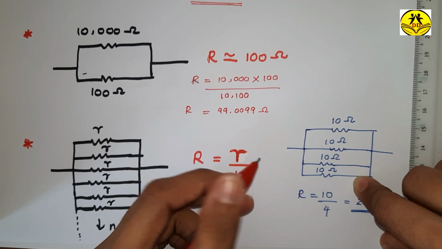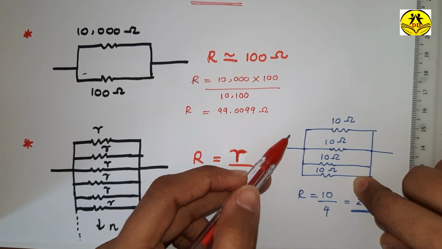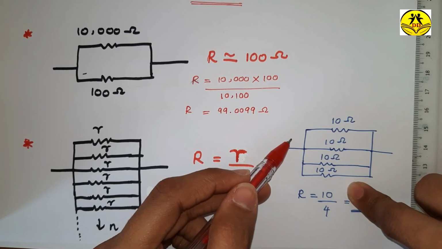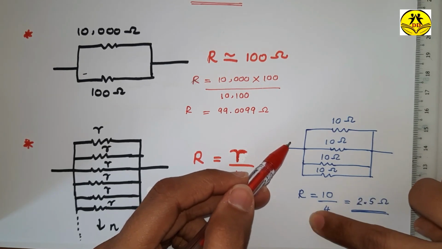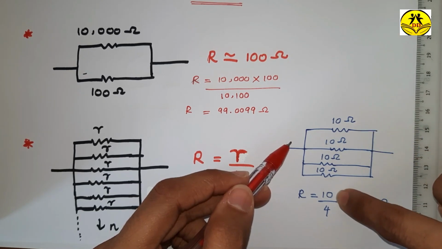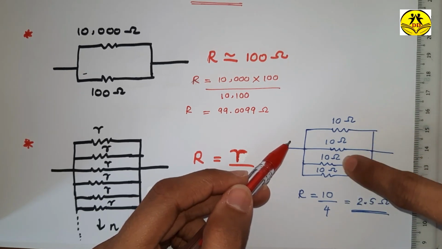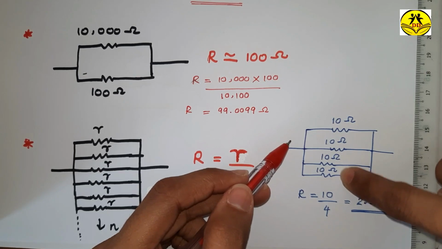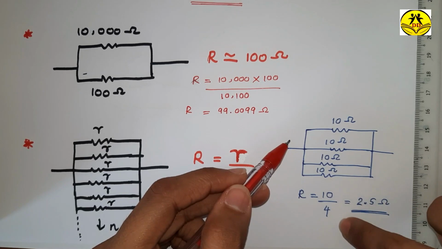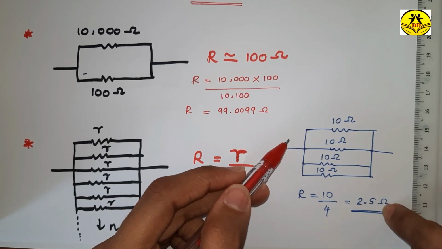Now if you take an example like this, here you see 4 10 ohm resistors. So equivalent resistance can be written as the value of one resistor, which is 10, divided by the number of resistors. Here the number of resistors is 4. So 10 divided by 4 equals 2.5 ohms.